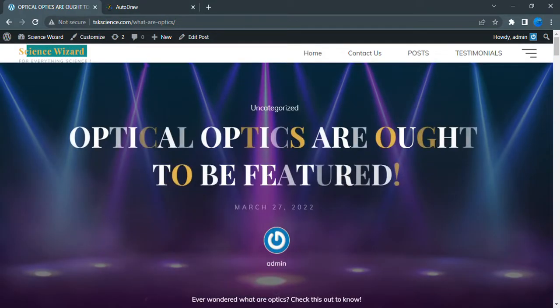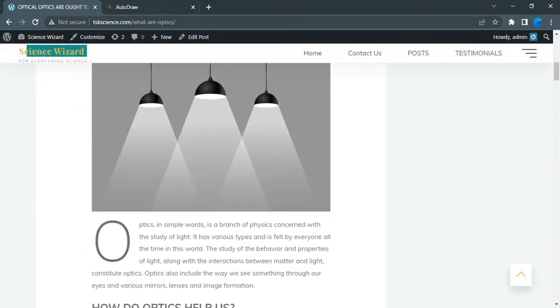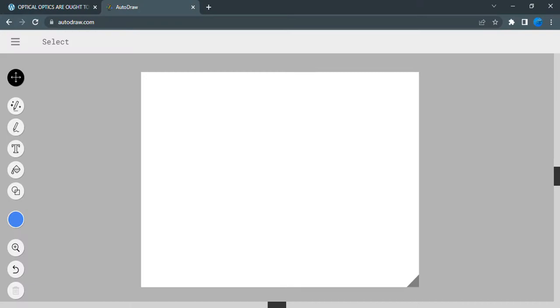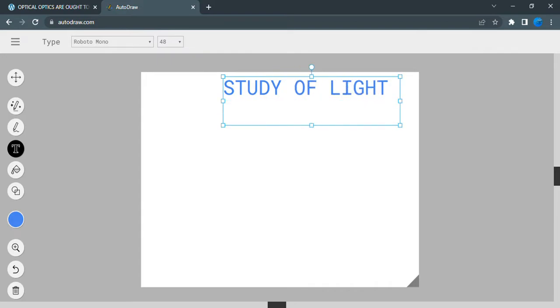Have you ever wondered what optics are? Optics, simply put, can be defined as the study of light and is felt by everyone in the world. So there will be no person who hasn't felt the effect of optics on us. In optics, we study the properties and behavior of light along with the interactions of light with matter.